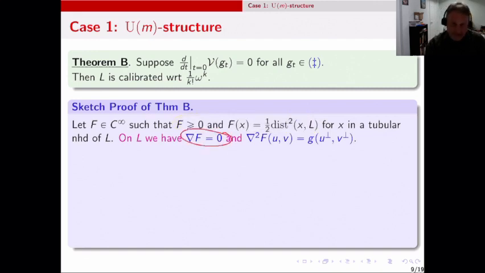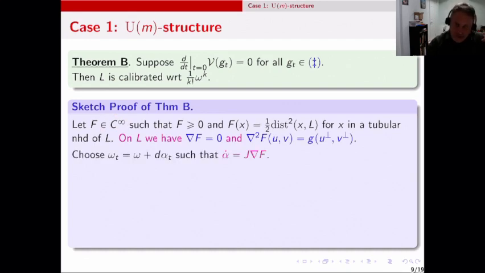So on L, it has to have 0 gradient. And you can also calculate that its Hessian on the submanifold L is just equal to the metric on the normal bundle. If I take two tangent vectors to points on L and plug them into the Hessian, then it's just the metric applied to their normal parts. This is just a calculation. And this function is important because we're going to use it for theorem B in all the cases.